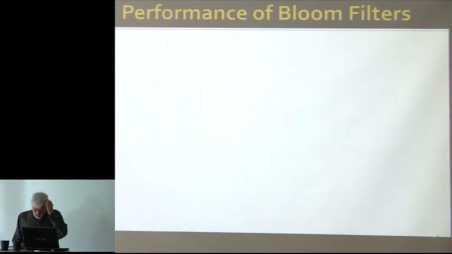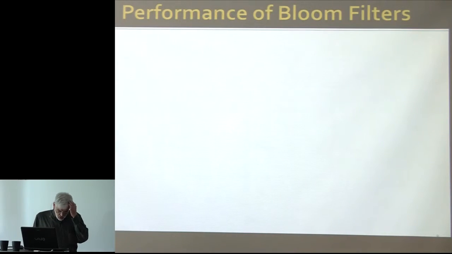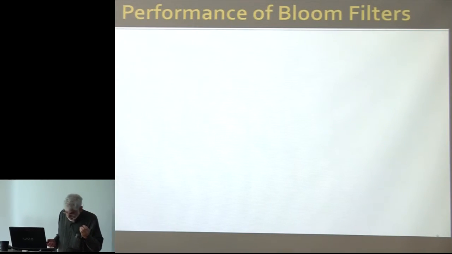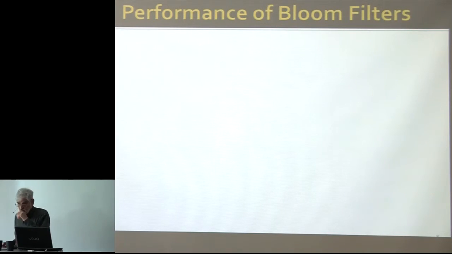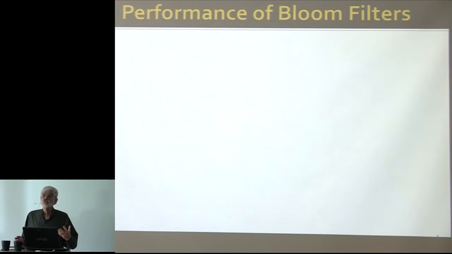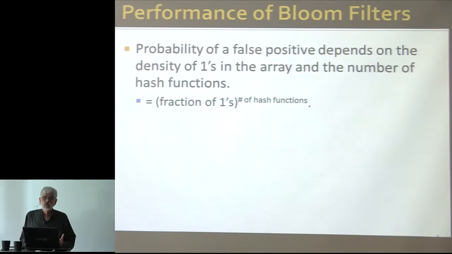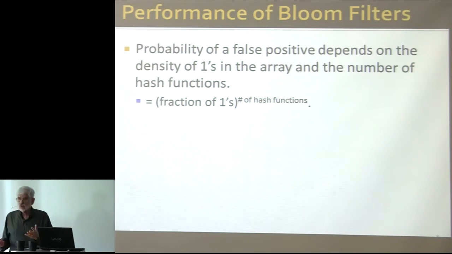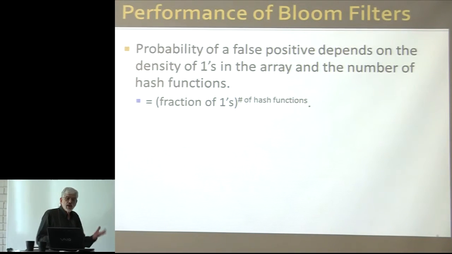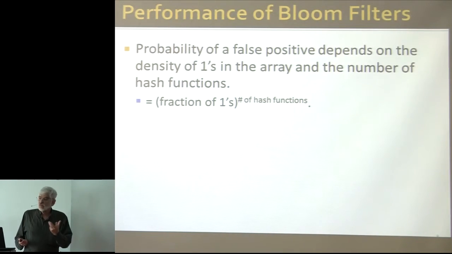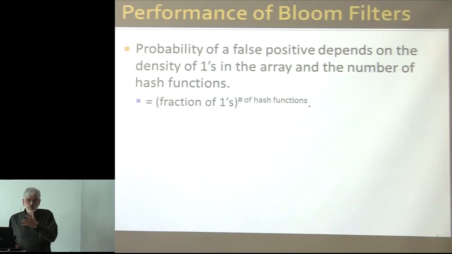Okay, now, you want to know certain things. In particular, you want to know what's the false positive rate. Well, the only way you can get a false positive is if at random you have set all the bits that are the targets of each of the hash functions. You've set them to 1.